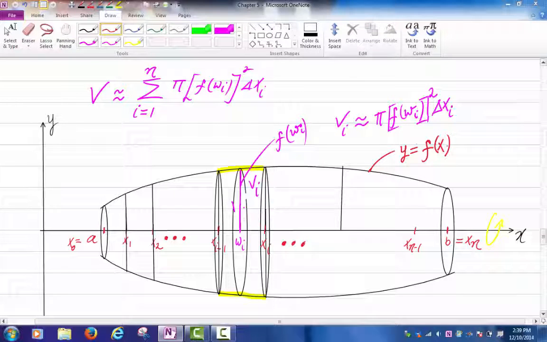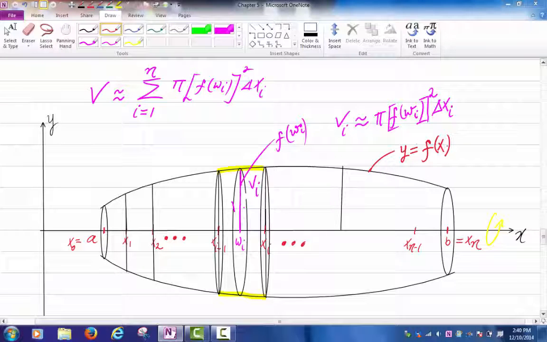How would you estimate the volume of each piece? That's the question. I'm going to concentrate on the ith subinterval, and look at this yellow piece here, and try to see how I should approximate the volume of that piece. In the ith subinterval, I picked a number wi. That's the sample point, wi.